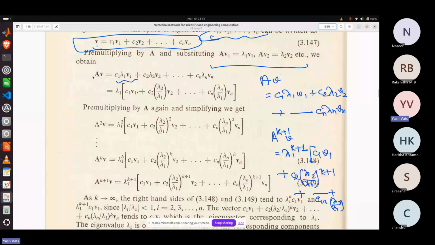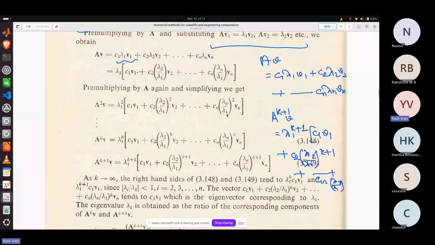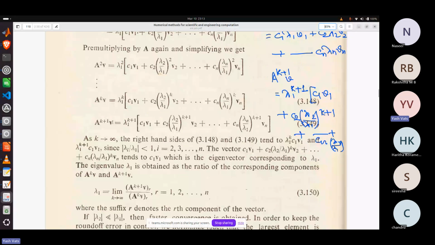So you multiply this equation again by A, which gives you A square V, because A multiplied by A is A square. Lambda 1 is squared, C1 V1. So you are multiplying A again. So A lambda 1 V1 is again lambda 1 V1. So lambda 1 is coming again. That's why you get this type of equation. Similarly, you get A^(k+1) V is equal to like this.